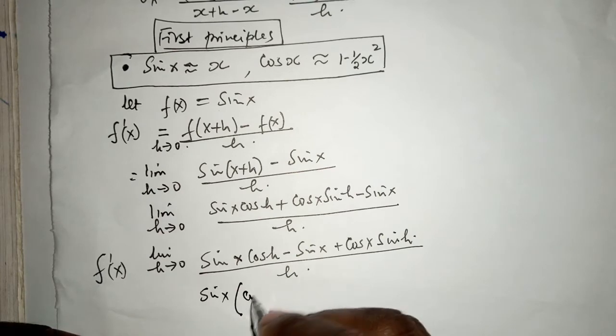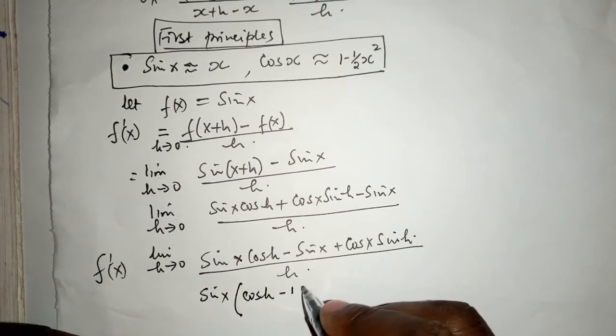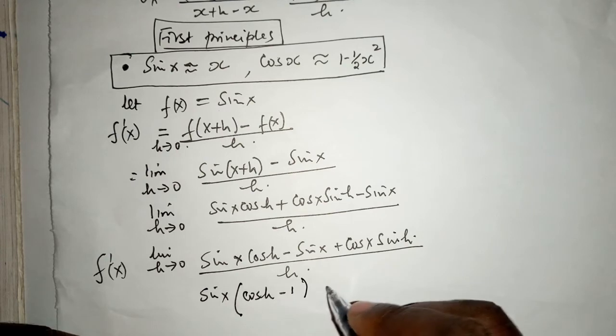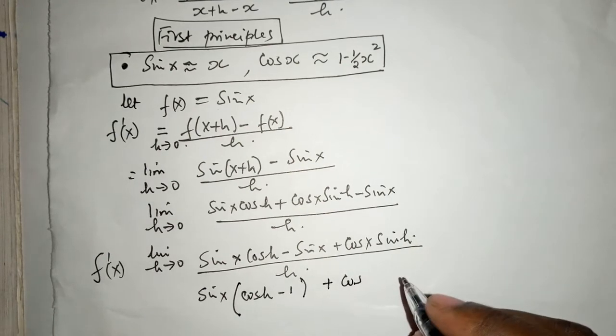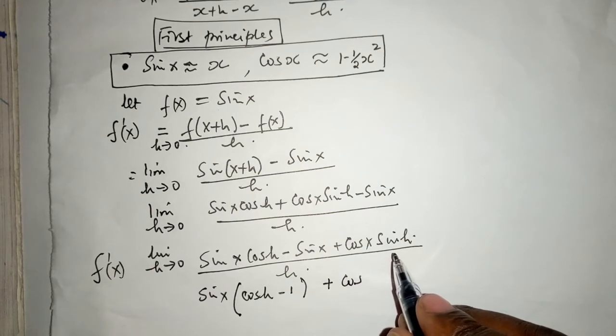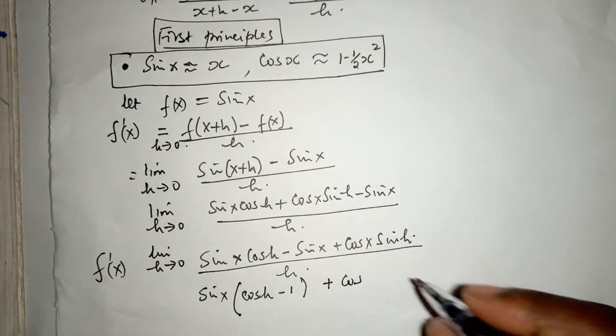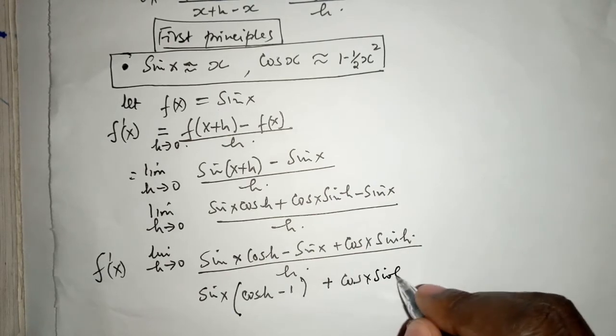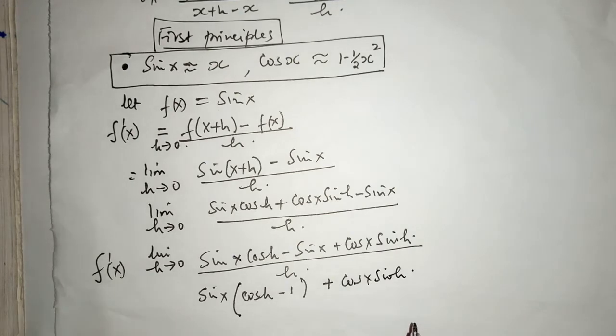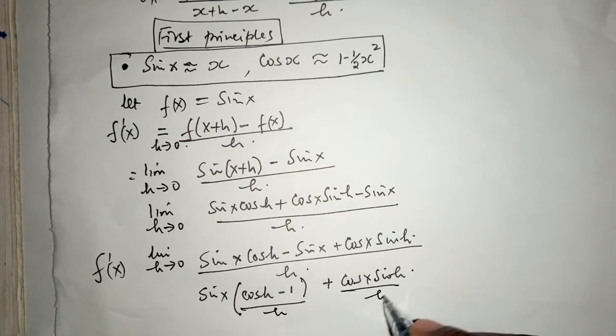Inside the bracket we have cosine h minus 1, plus cosine x sine h. Of course, now everything is over h, and what do we have? We have something over h and over h.